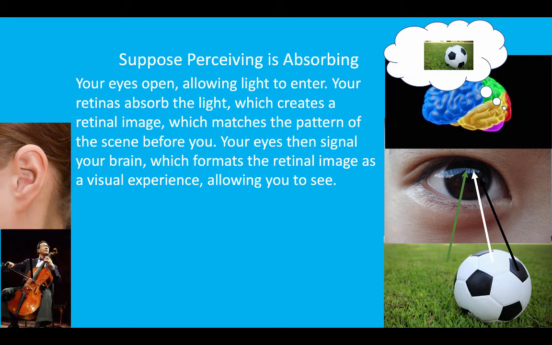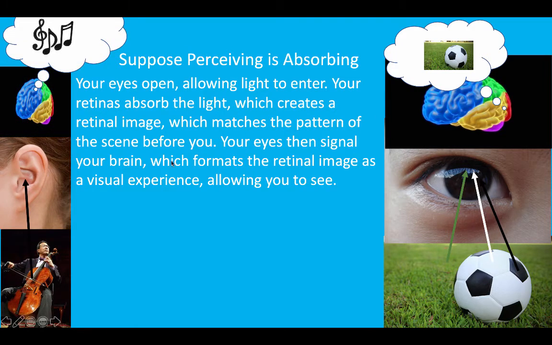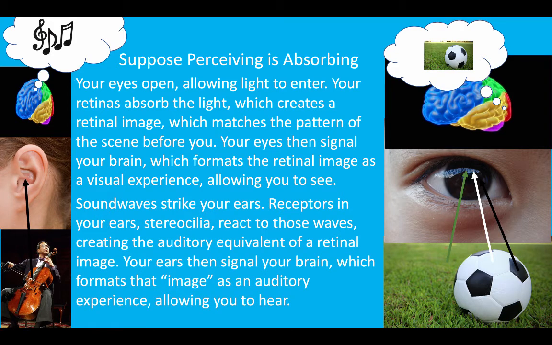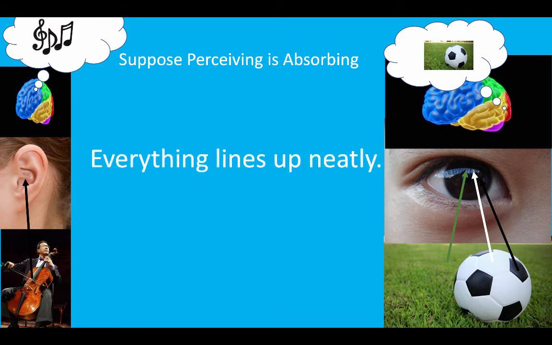We're going to do the same thing for auditory experience now, or for hearing. You have an object in the world, it produces some sound waves, they strike your ear, and your brain takes that signal and acts as a scribe to produce an auditory experience that matches the sounds in the world. Receptors in your ears called stereocilia react to those sound waves, creating the auditory equivalent of a retinal image. Your ears then signal your brain, which formats that image as an auditory experience, which allows you to hear. Everything here lines up neatly.